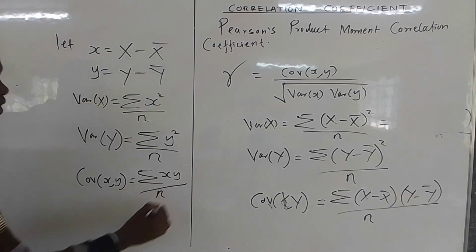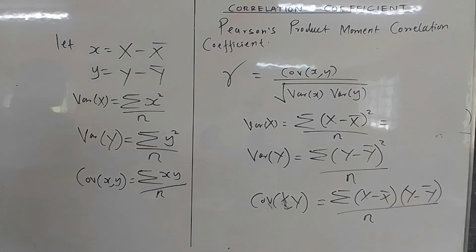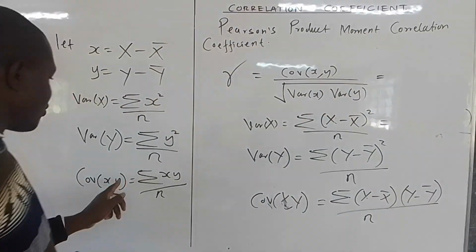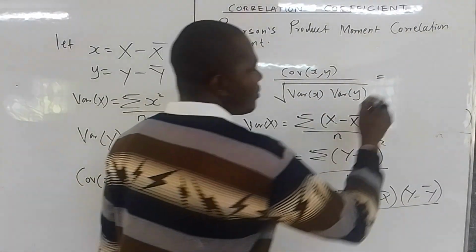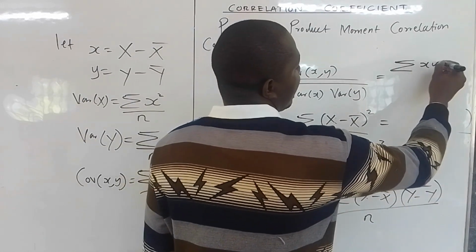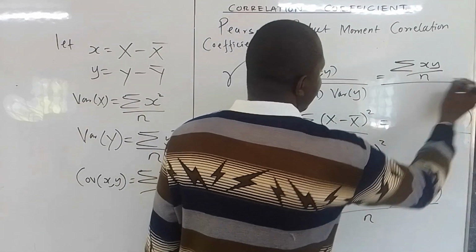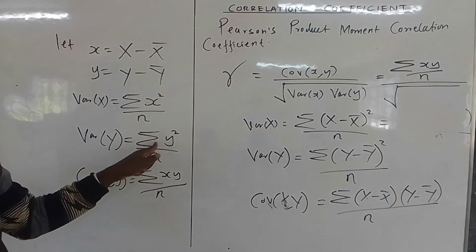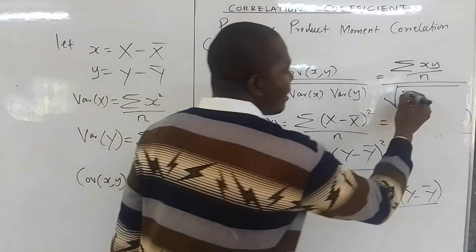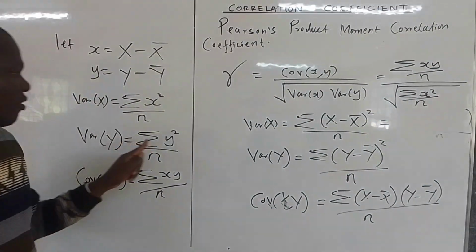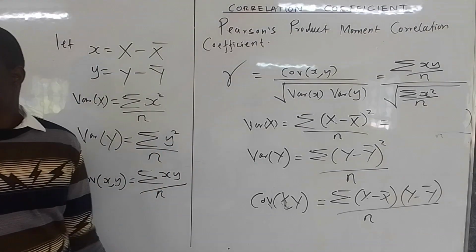So if you substitute these values in the formula, where there is covariance of xy you put the summation of xy over n, over the square root of the variance of x, which is the summation of x squared over n, and the variance of y, which is the summation of y squared over n.